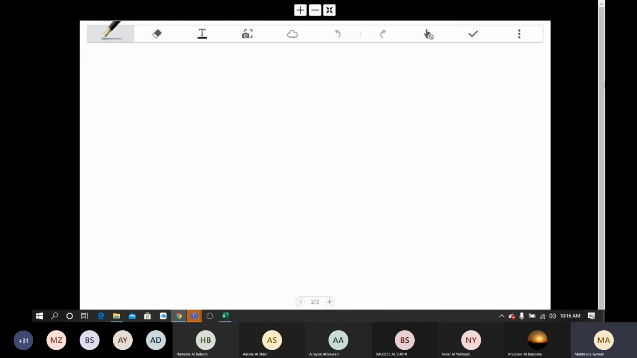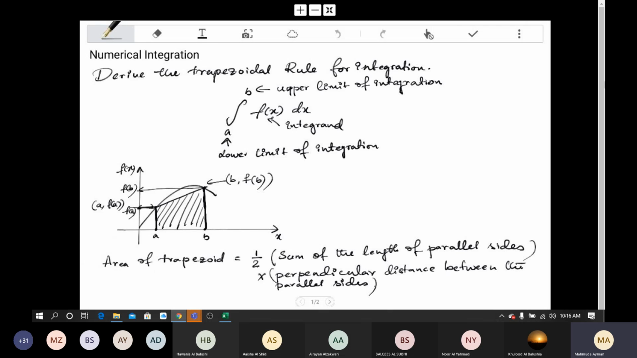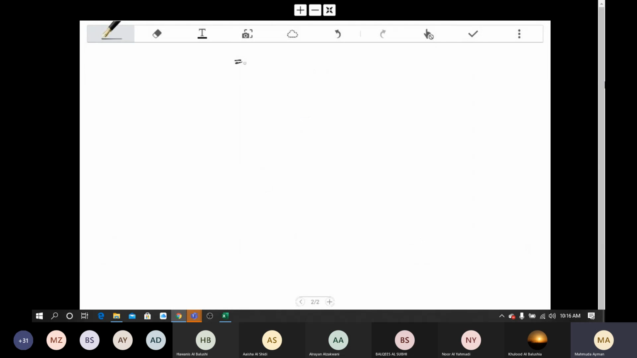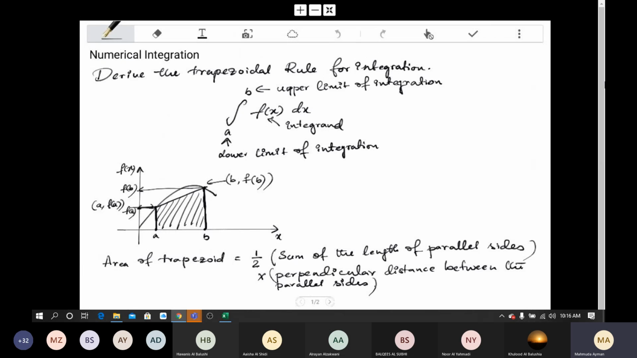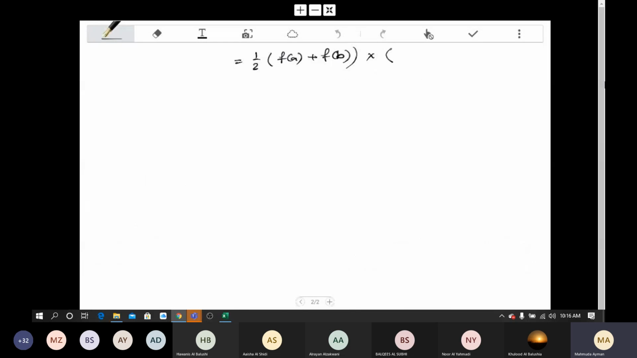So now if I rewrite it as a formula, it will look like half of the sum of the lengths of the parallel sides, which is f(A) plus f(B), times the distance between the parallel sides. Your parallel sides are at B and A, so the distance between them would be B minus A, right? So you have B minus A, the distance between them.